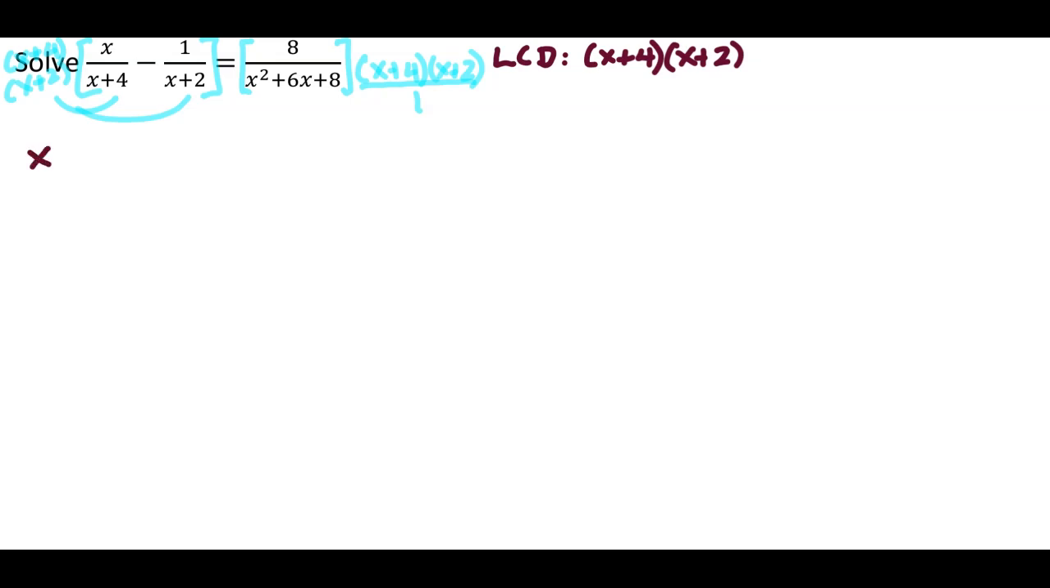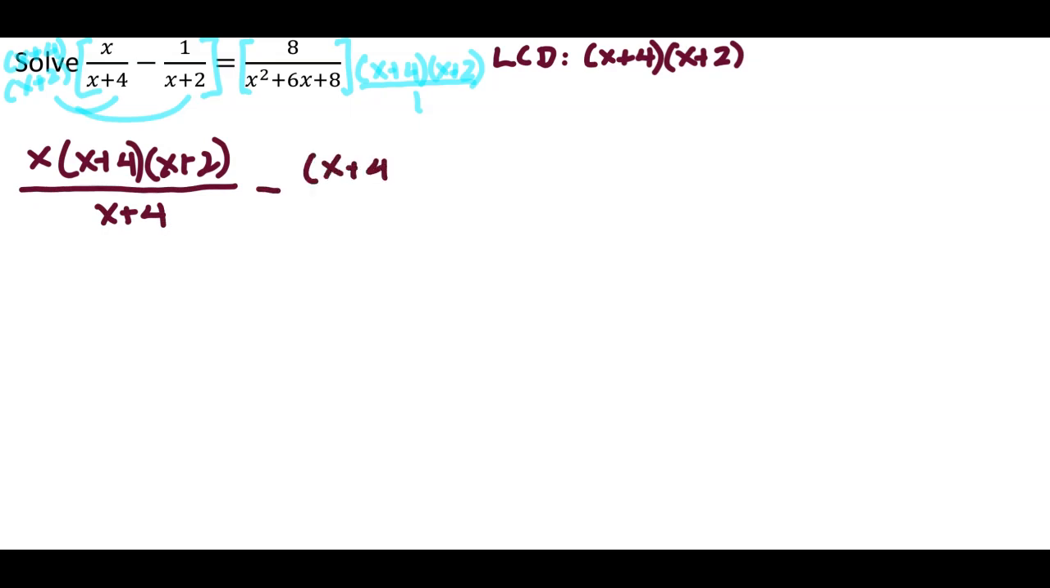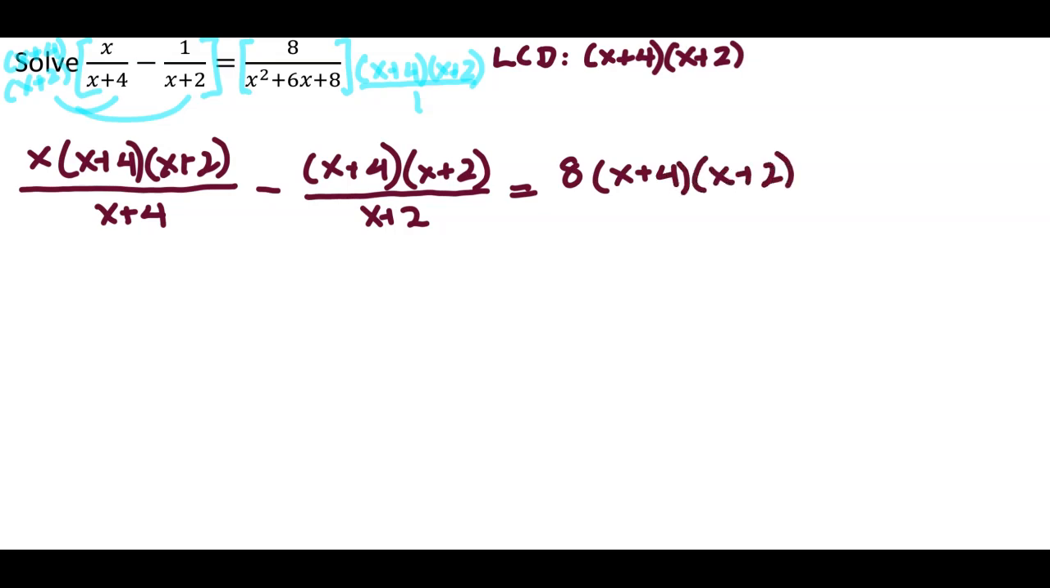Okay, so we multiply the first fraction top only by x plus 4, x plus 2. So note that you're going to have to be really thoughtful about when you're doing top and bottom versus top only. Second fraction multiplied by x plus 4, x plus 2. So that's 1 times all of that, all over x plus 2. And right-hand side, 8 times x plus 4, x plus 2, over x plus 4, x plus 2.